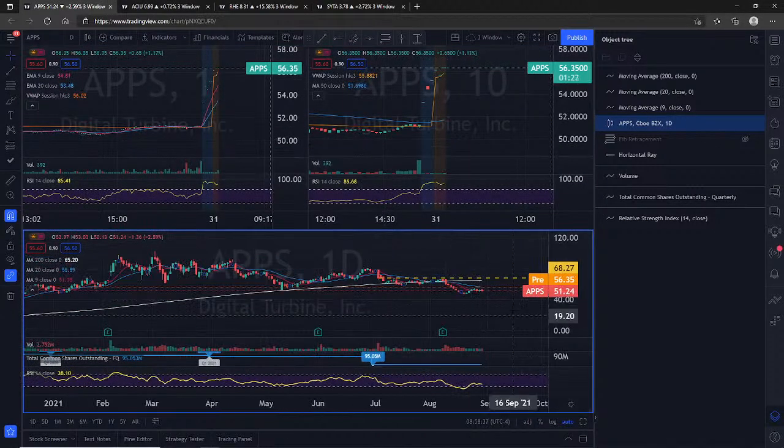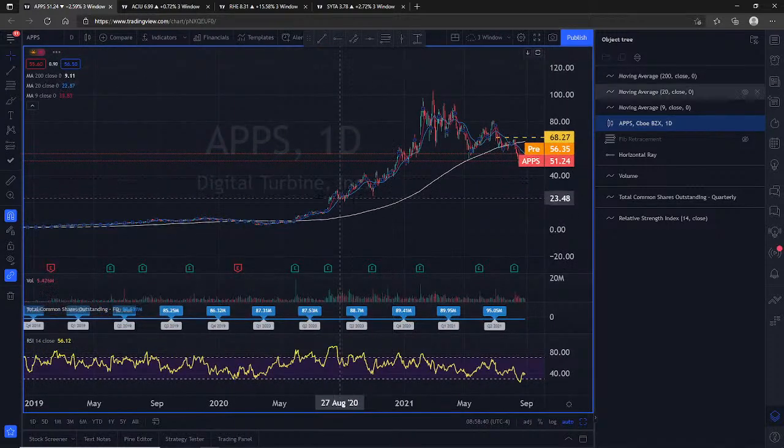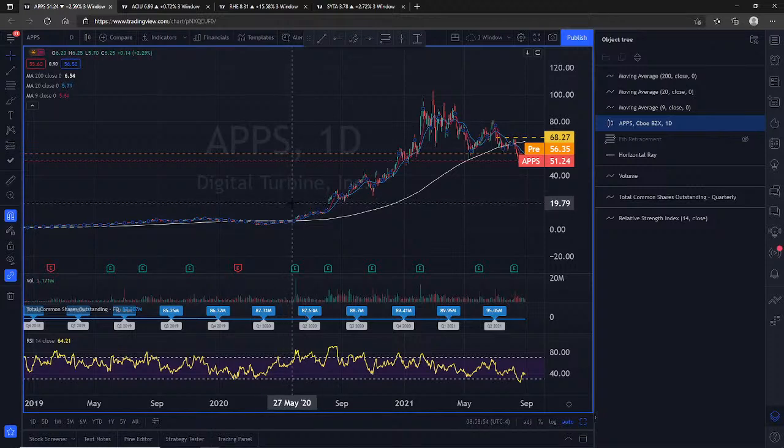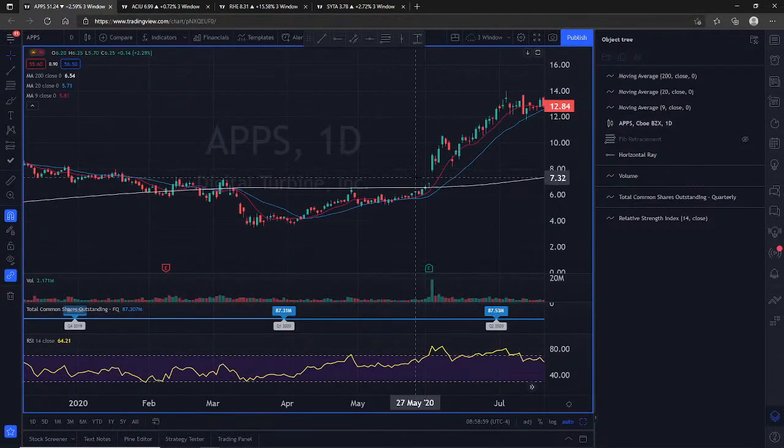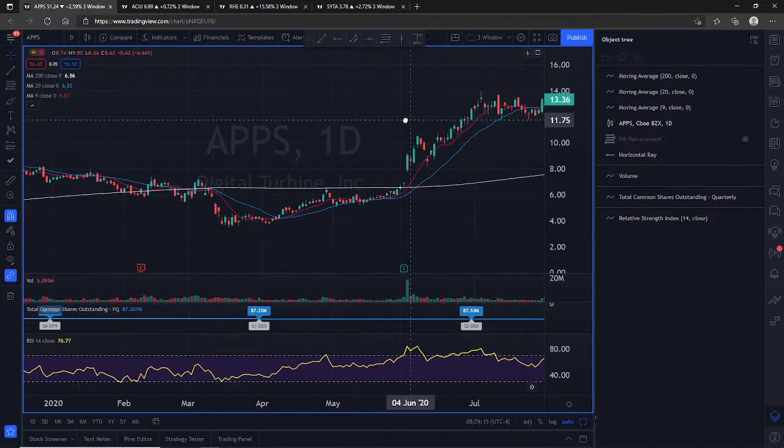Here's the daily. Let me make this the daily larger here. I swing traded this back here in the middle of 2020 at some point. I was in this thing for about $7 per share actually, and it popped up to 10 something, and then started to come back down. And I sold it. That was in May and June of 2020, something like that.